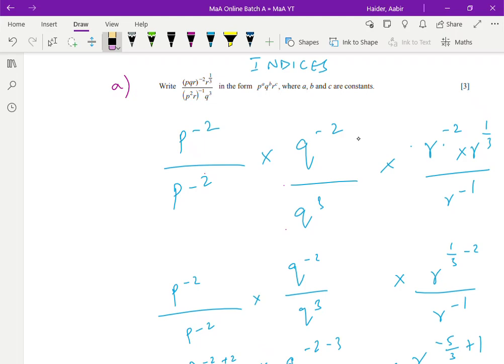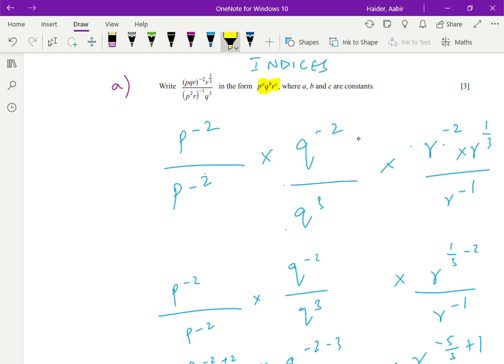Alright guys, this is a question on indices from a past paper of AdMath 4037. In this question we just have to simplify this expression. How to do that? The required form is already given in the question, and A, B, C are constants.